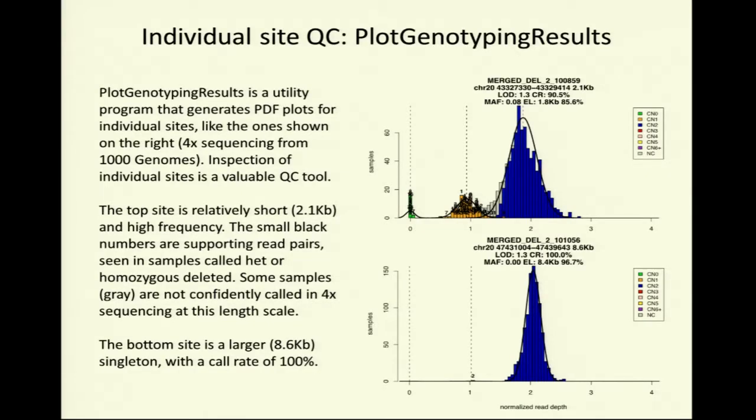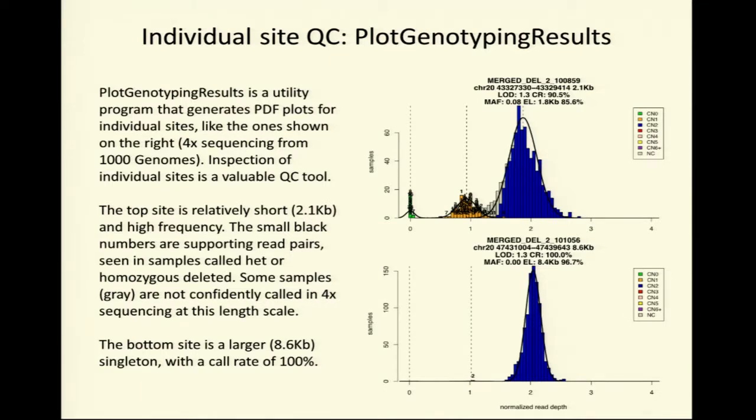And one final tool that's very nice for looking site by site is a tool called Plot Genotyping Results, and it generates a plot that looks like this for a particular site. This was a particular site, happens to be from 1000 Genomes, and post-genotyping, you can ask for one of these plots. What this is showing you is a histogram of the normalized read depth signal. You can see that there are 3 nice clusters here.